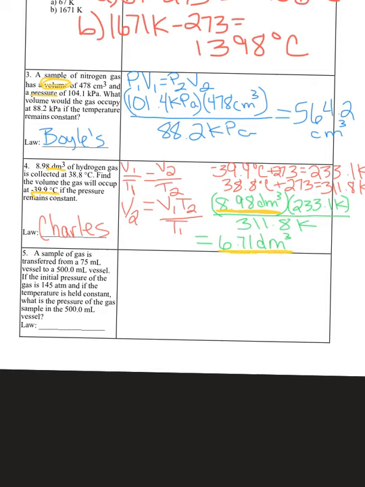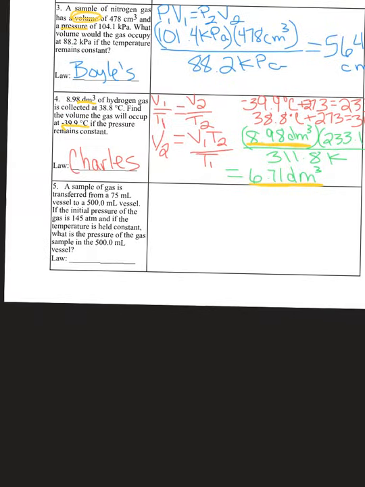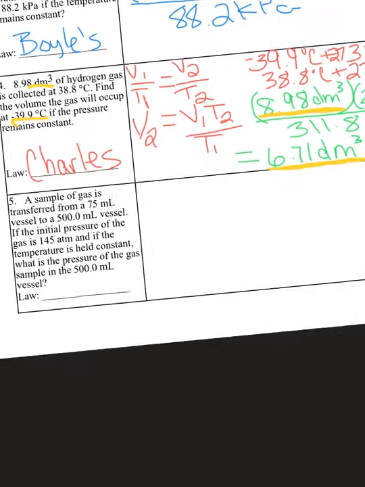If you had kept your temperatures in degrees Celsius, you would have gotten a negative answer. And that would not have made sense because we cannot have negative volume. So it's very important to always put your temperatures in kelvins. Let's do another one. Hang with me, let's do another one.